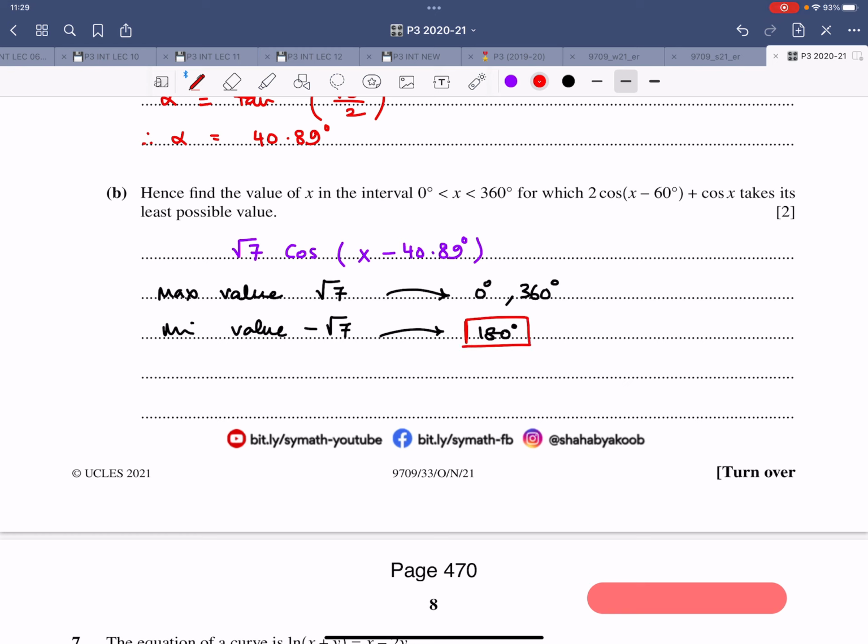So now this thing should equal x minus 40.89 degrees. Got the idea? Basically you're equating it to this. So x comes out to be 40 plus 180, which is 220.89 degrees, correct to 1 decimal place because that's written in the beginning. So 220.9, that is 1 decimal place.